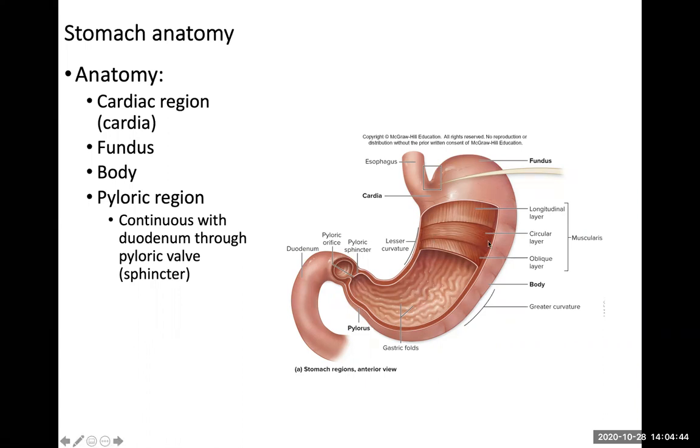Some things to keep in mind when you're looking at this image is that when we were talking about tunics, we talked about the outer longitudinal layer and then the inner circular layer, right? In addition to those layers, we have a third layer in the stomach, a third muscular layer of the stomach.